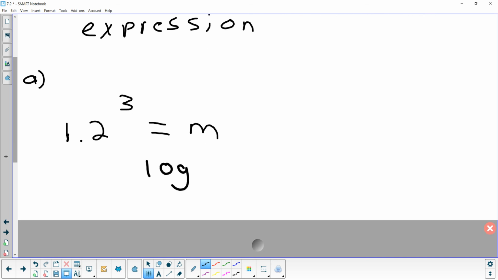Anything in log form is always going to look like this. Log equals, and then you have to fill those three things in. All right, so we got the log.